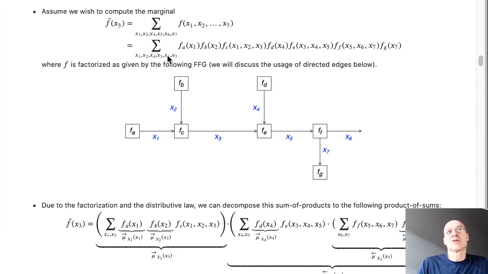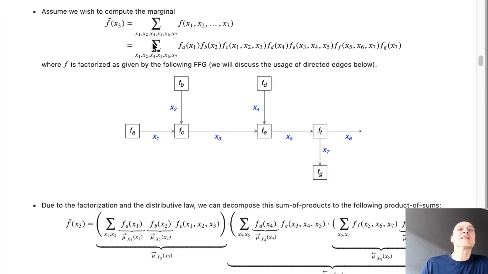Now, you can see that if I need to make a sum over all these variables, and I look at just FA here, well, FA only needs to be summed over x1 because it's not a function of x2, it's not a function of x3, and so forth. So FA, we can basically move to the left over all the sum signs except for x1. And in the same way, we can do that for FC and FD and so forth. So FD only needs to be summed over x4.